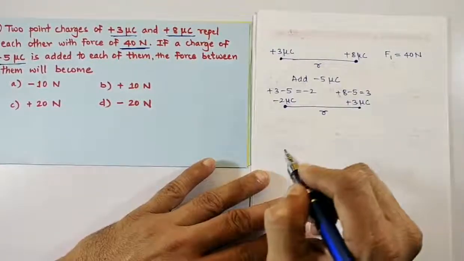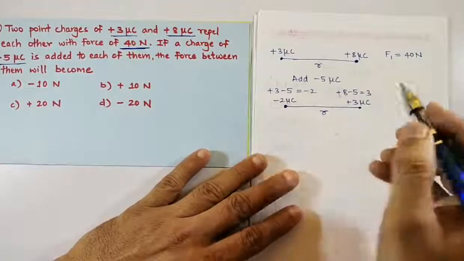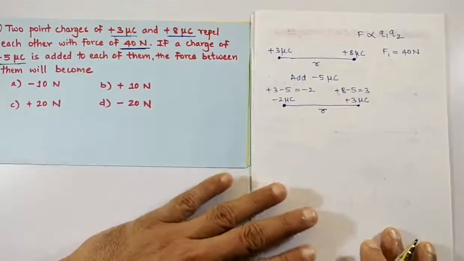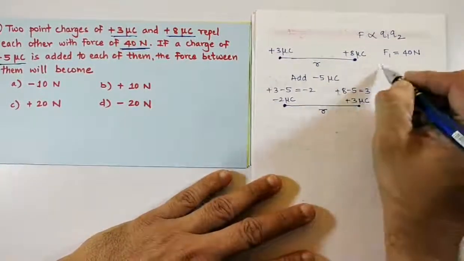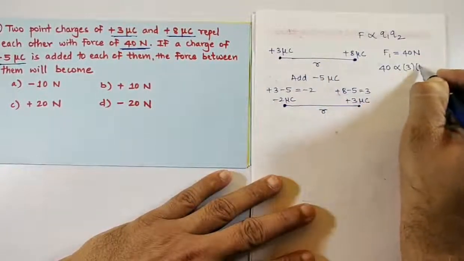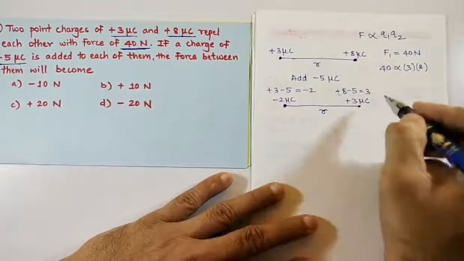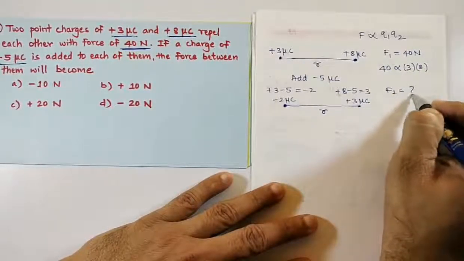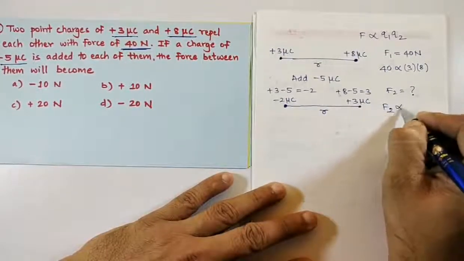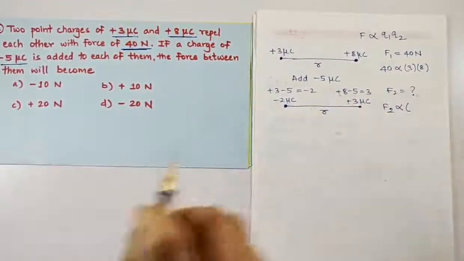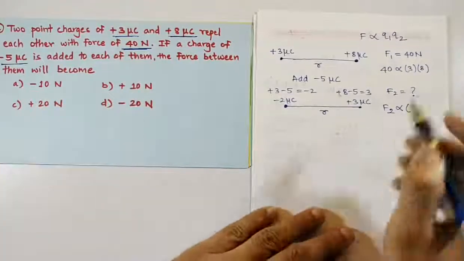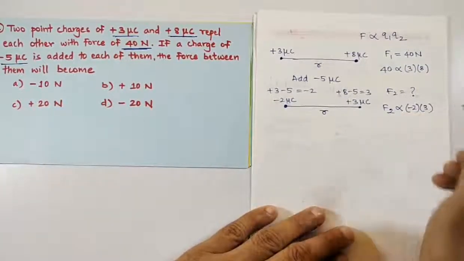The distance again remains the same. So again you are required to take F is proportional to Q1 into Q2. So if I apply here, 40 is proportional to 3 into 8. Now you are required to find the force here. This I will take as F2 between these two. So F2 is proportional to minus 2 and plus 3, because in the options he has taken negative and positive both signs. So you consider the sign, minus 2 and 3.